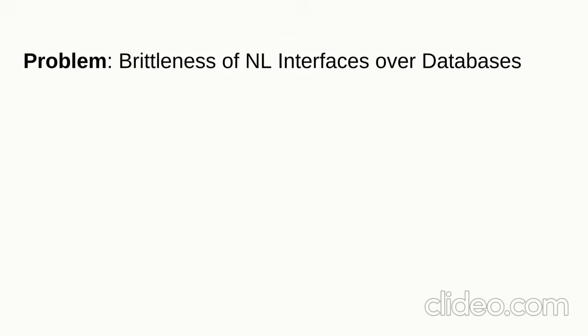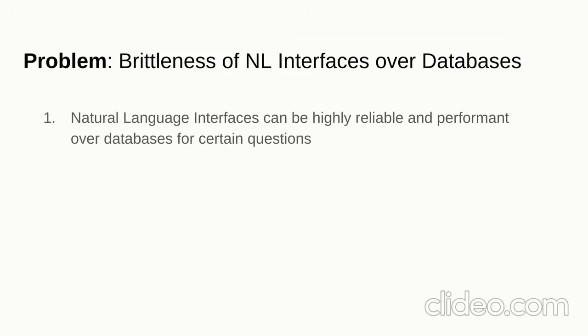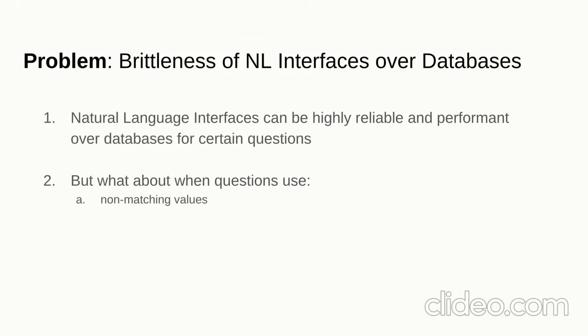So natural language interfaces can be pretty brittle, but if the database is simple and the questions are focused, you get pretty good results. In fact, you get very highly reliable results. But what about when the questions that the user poses are not matching values? So they ask for John Smith when the database has Smith Jonathan.